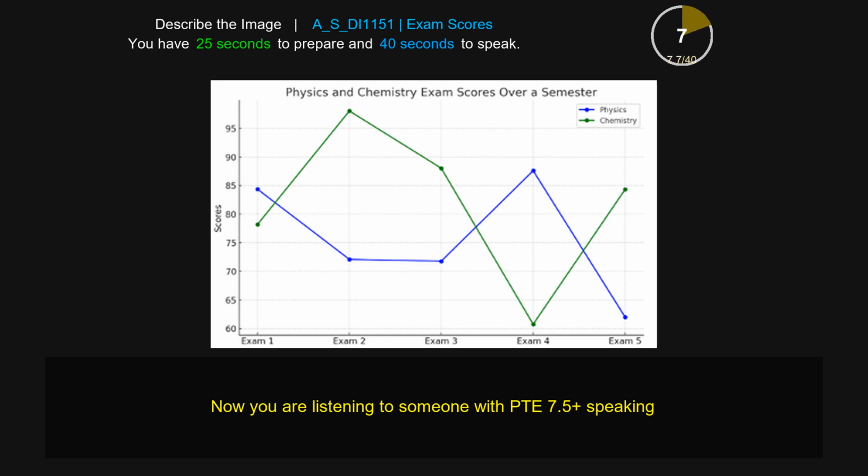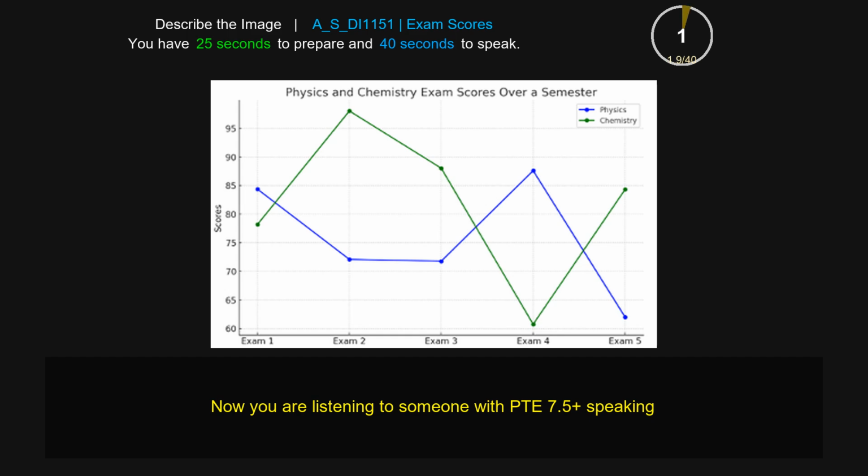There are different elements such as x-axis, y-axis, blue lines, and green lines. Firstly, this bar chart gives important information about scores and exams. Furthermore, it highlights key figures like physics, chemistry, exam 1, exam 2, exam 3, and exam 4. Moreover, the highest key figure is 95 and the lowest key figure is 60. In conclusion, the image provides crucial information about physics and chemistry scores.